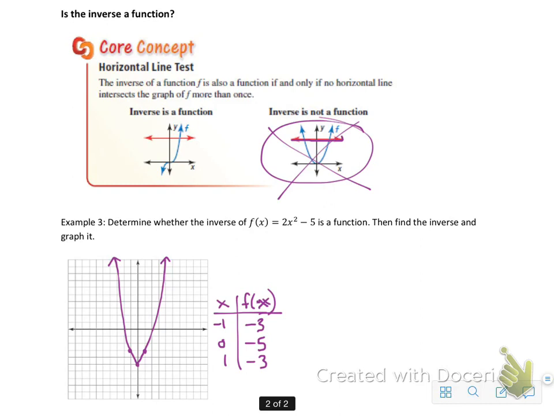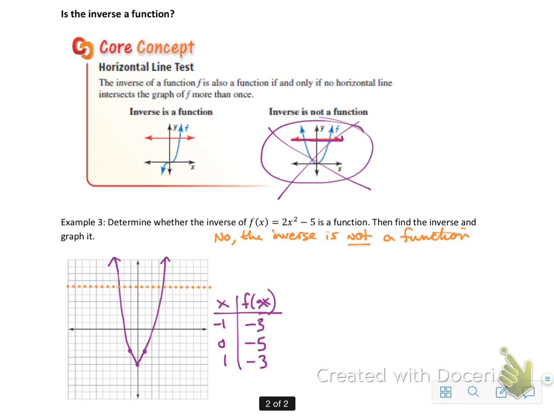So we are going to test and see if the horizontal line test works. In order to do that, you put a straight line that's horizontal through your graph. So like this. Well, that touches our parabola twice, which means that this is not a function. So the answer to this question is no. The inverse is not a function because it does not pass the horizontal line test.